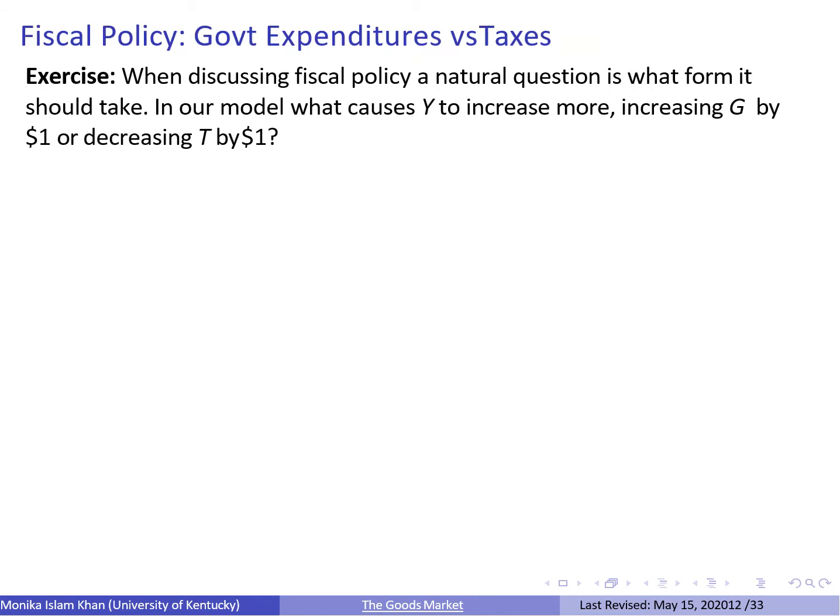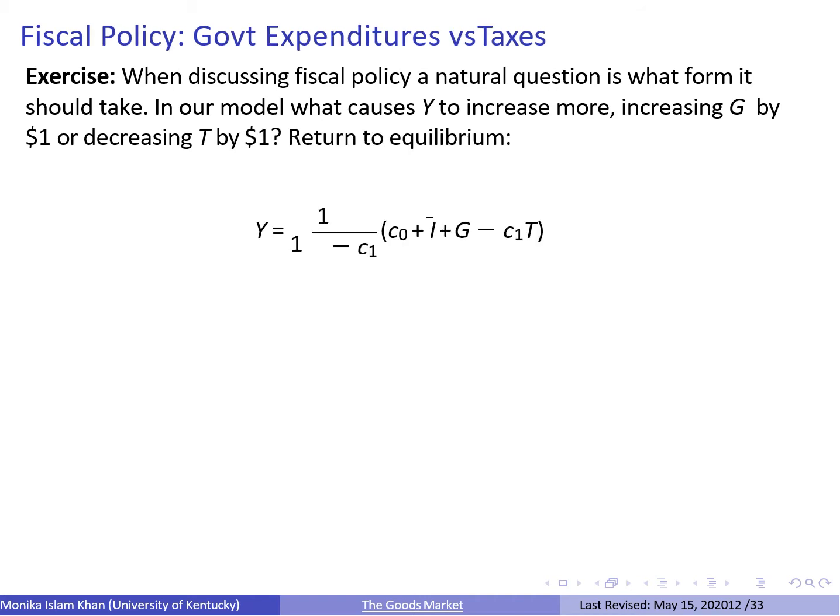When discussing fiscal policy, a natural question is to ask what form it should take. Should we use more of government spending or more of taxes to make changes in the economy? Should we increase government spending by more, or should we decrease taxes by more? In our model, what causes Y to increase more? Increasing government spending by $1 or decreasing taxes by $1? Let's see.